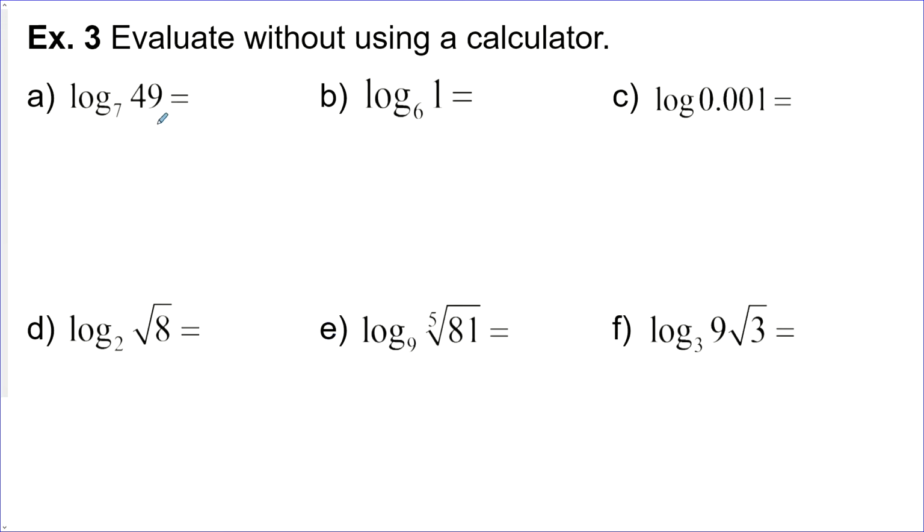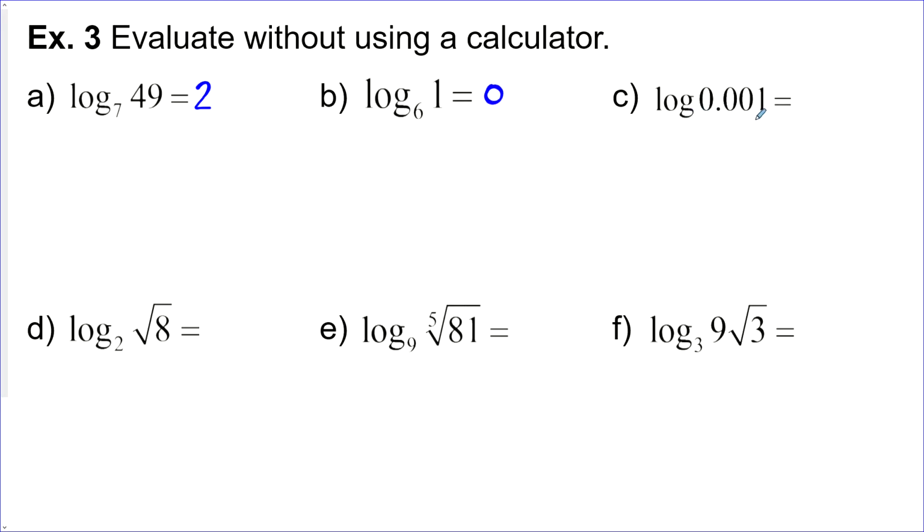Let's evaluate these logs without a calculator. So 7 to what exponent gives me 49? Well, 7 squared is 49. Then 6 to what exponent gives me 1? Well, 6 to the power of 0 gives me 1.